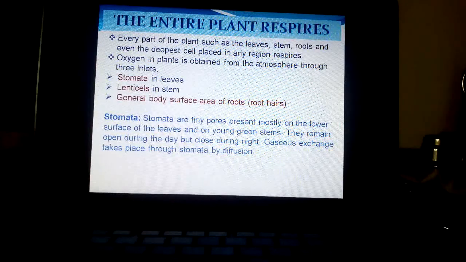Got it? That is root hairs. So three sides also. Here one question will come, children. Match the following or name the site of respiration in the plants. Stomata in leaves, lenticels in stem, general body surface area of roots. Like that, you'll write.